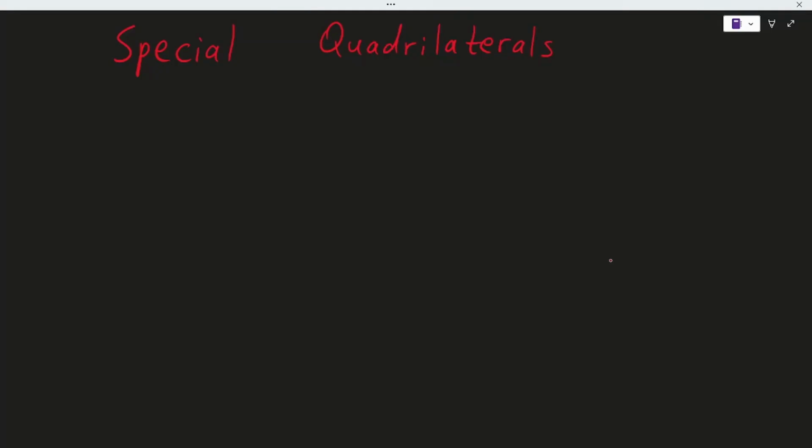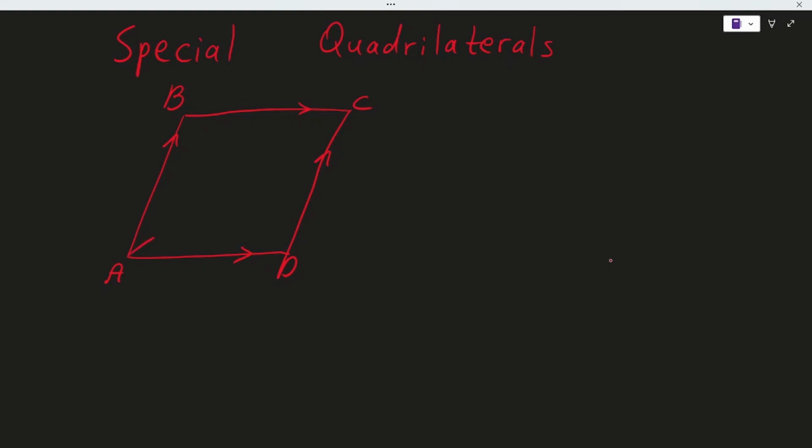Hello guys, today we will discuss special quadrilaterals and their properties. The first example will be about parallelogram. Parallelogram is a quadrilateral where we have two pairs of parallel sides. If we are given parallelogram ABCD, AB is parallel to CD and BC is parallel to AD.